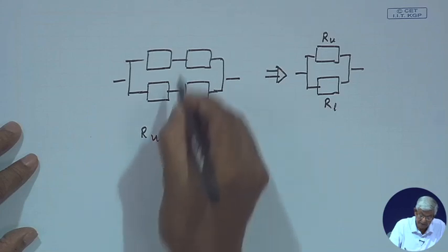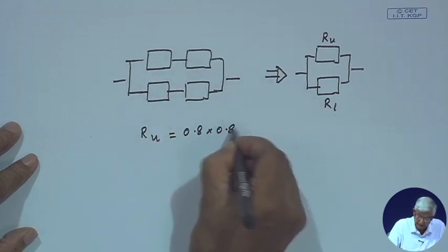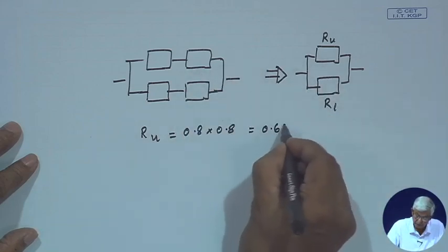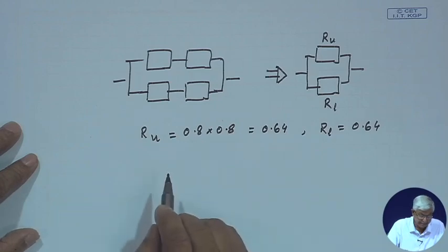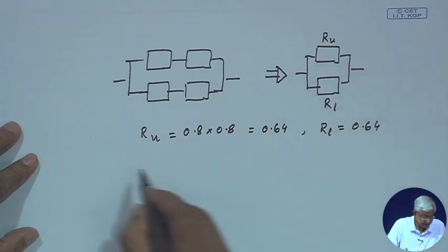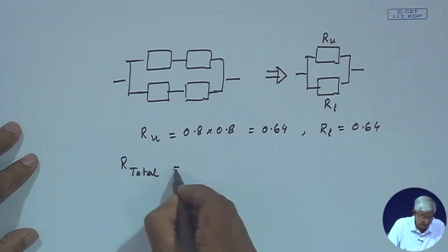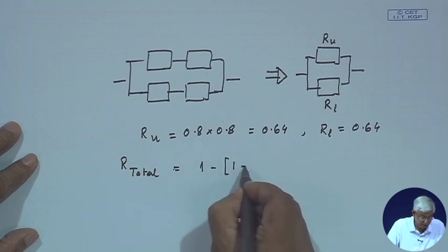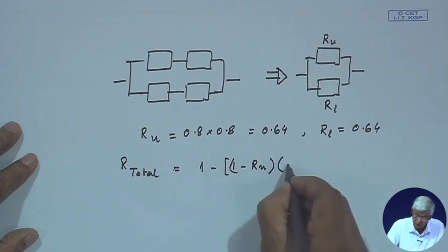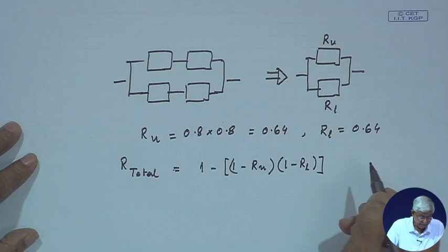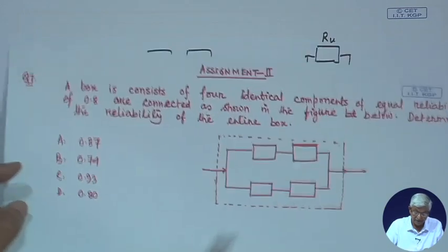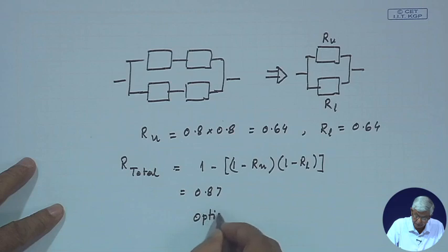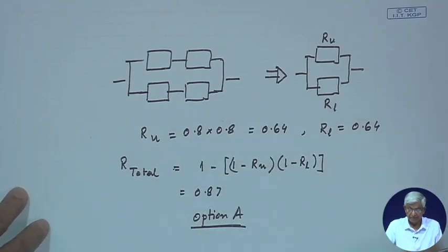So, the reliability of the upper side, each is 0.8, so it is 0.8 into 0.8, series reliability. So, RU is 0.64. Similarly, RL also is 0.64, because they are also connected in series with the same numbers. And now, this RU and RL are connected in parallel. So, the total reliability will be 1 minus (1 minus RU) into (1 minus RL), which if you put the numbers, will come out to be 0.87, and option A itself is 0.87, none others are going near to it. So, the answer is option A, a simple calculation, series-parallel combination.